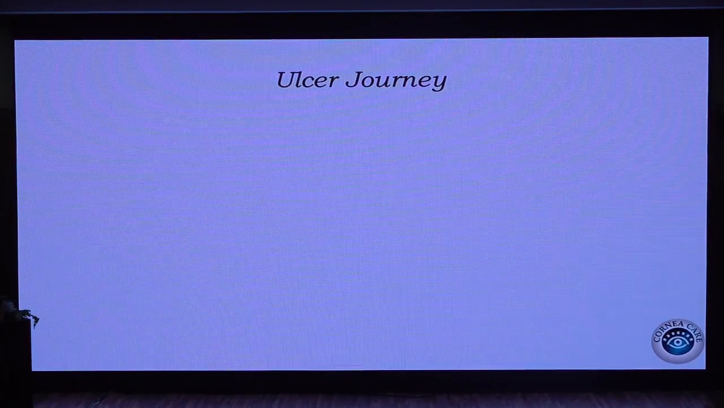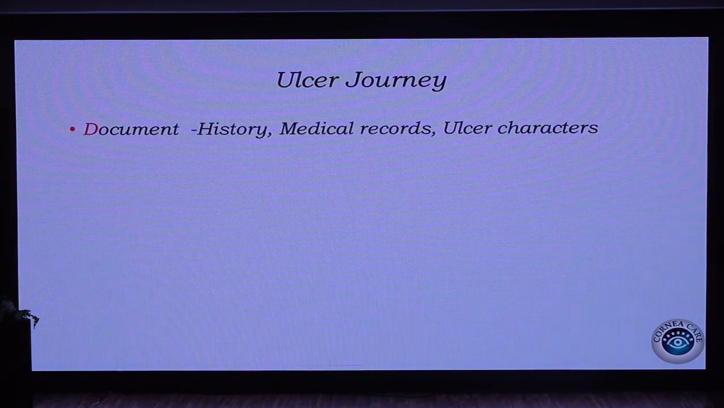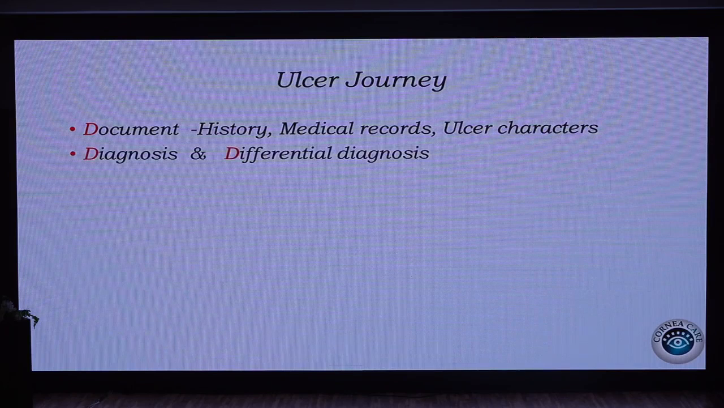So, in our ulcer journey, we have to be in D company. D does not mean Dawood Ibrahim. D stands for document proper history, medical records, and particularly the ulcer characters. Second D is make a diagnosis, and if not possible, make a list of differential diagnosis. Sometimes it's not very much clear on the first go. Then choose a drug, then choose a dose.